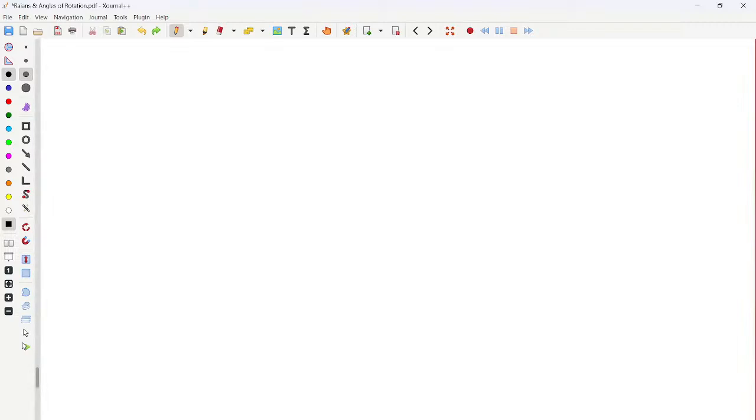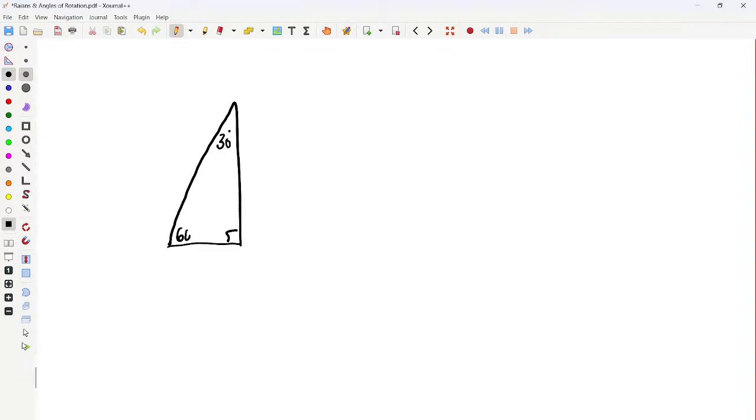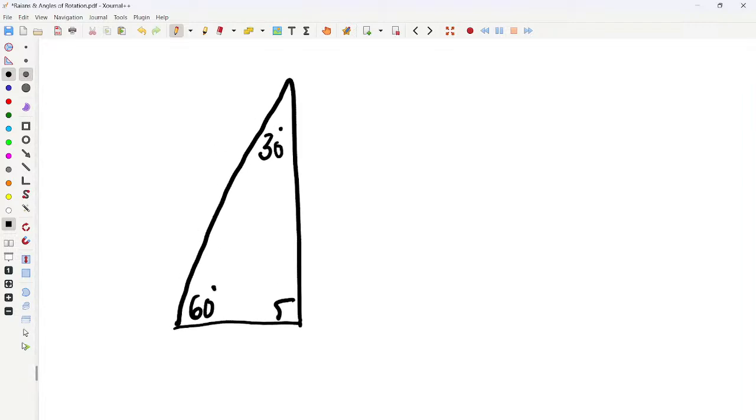Let's see. I'll draw it this way. I'm trying to draw this a certain way. The smaller angle right here, so this has to be the smallest side. Okay. 30 degrees, 60 degrees. At least that's a little more drawn to scale.